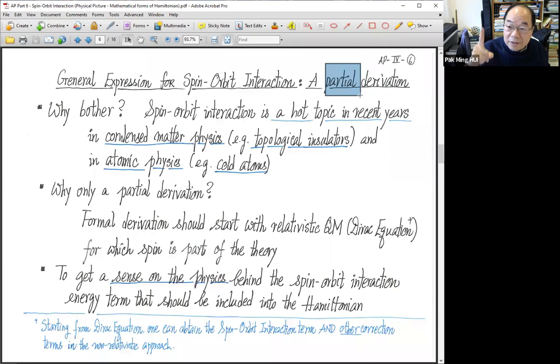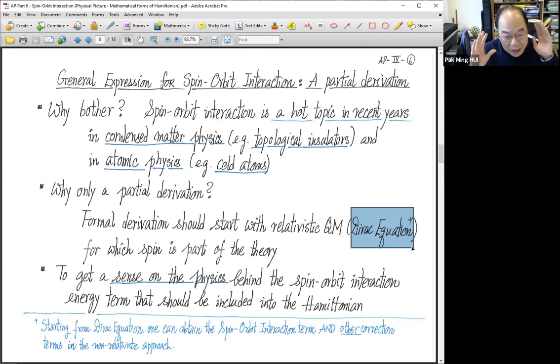spin is a relativistic effect. Thereby, a proper starting point should be the relativistic quantum mechanics equation, or the Dirac equation of an electron. Only when we start from there and then put in the EM field, put in a Coulomb term, will we get the full spin-orbit interaction term. Here, we will not do relativistic quantum mechanics.